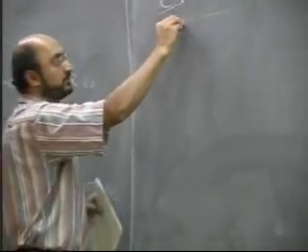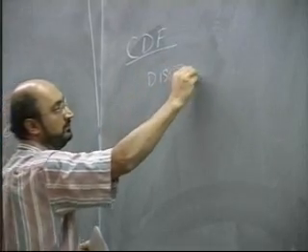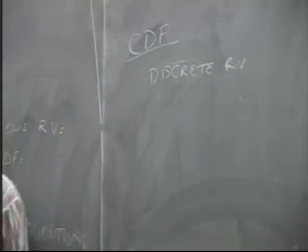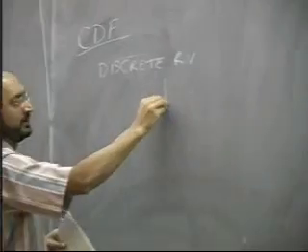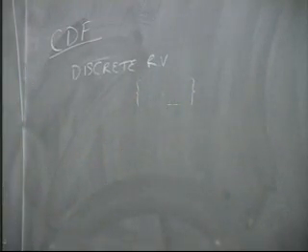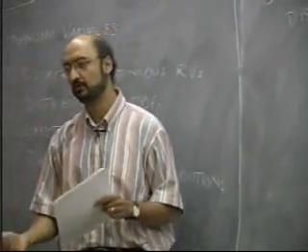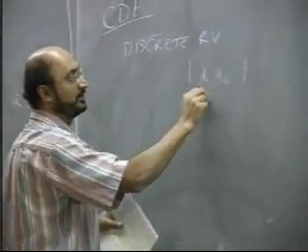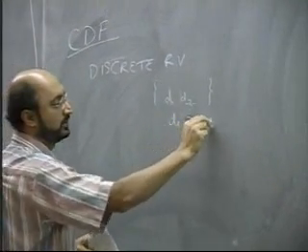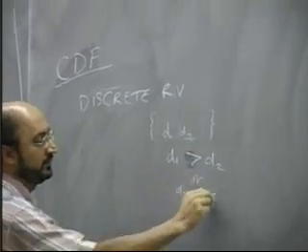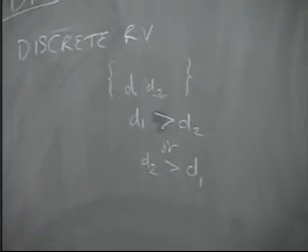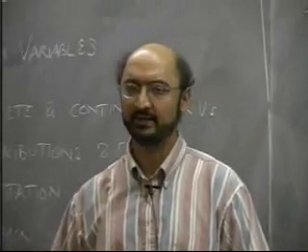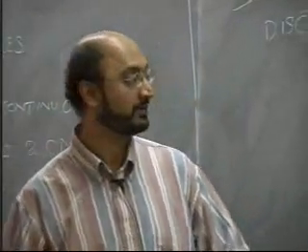For discrete random variables, we have to assume that the domain is ordered. Earlier I just said the domain is some set of values, but now I'm going to impose an ordering restriction. That means that for any two values, one is greater than the other. If you take two values D1 and D2, either D1 is greater than D2 or D2 is greater than D1, in which case we have a total ordering. Then we can ask what is the probability that the random variable takes a value less than a certain value D1 or D2.